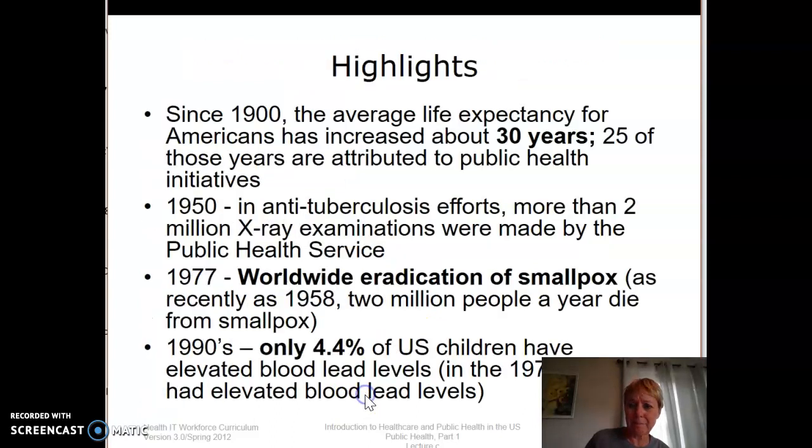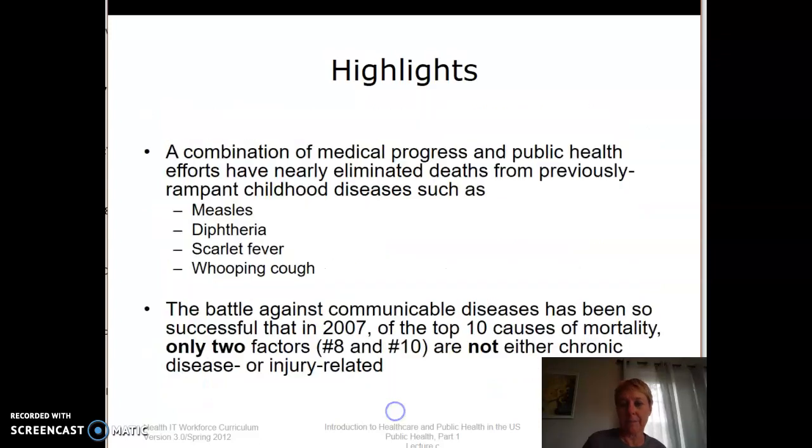Their greatest achievements, highlights: the life expectancy for Americans since 1900 has increased about 30 years, 25 of which can be attributed to public health efforts. Anti-tuberculosis efforts, exams through the Public Health Service, eradication of smallpox, and the decrease in blood lead levels of children. In the 1970s, 88.2% of children studied had elevated blood lead levels. Other things, medical progress has eliminated deaths from previously rampant diseases such as measles, diphtheria, scarlet fever, and whooping cough.